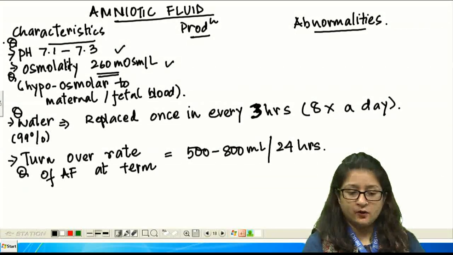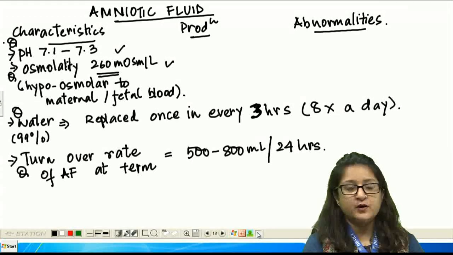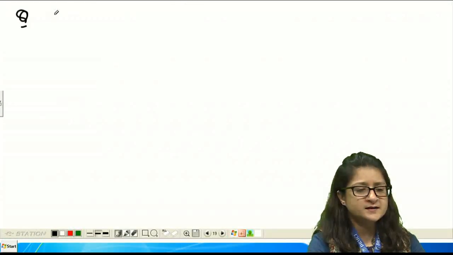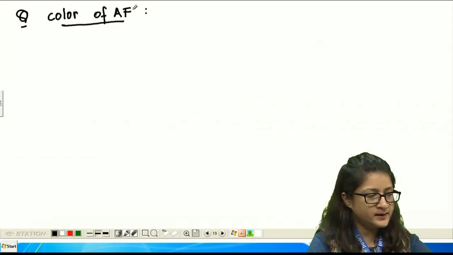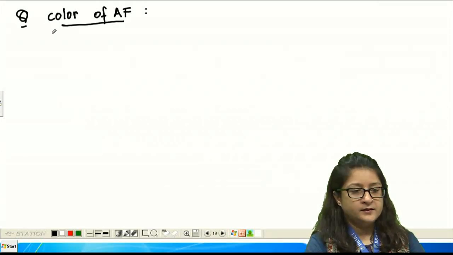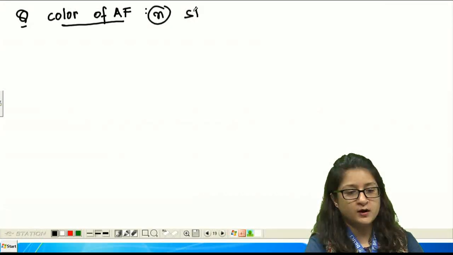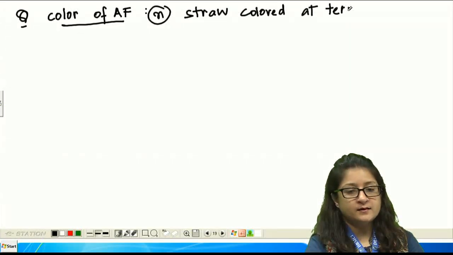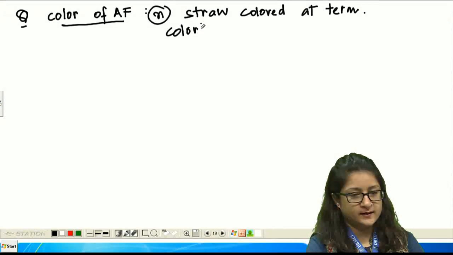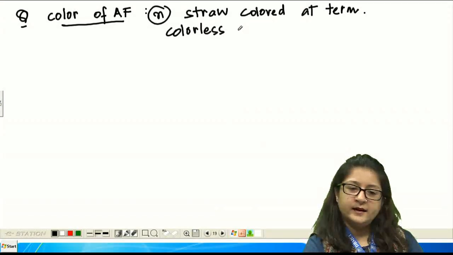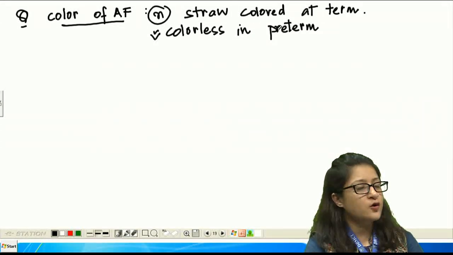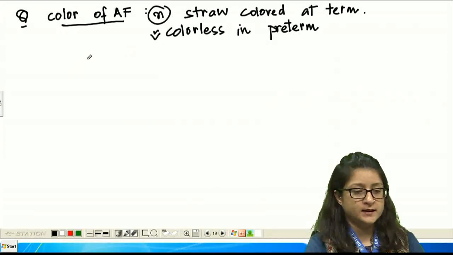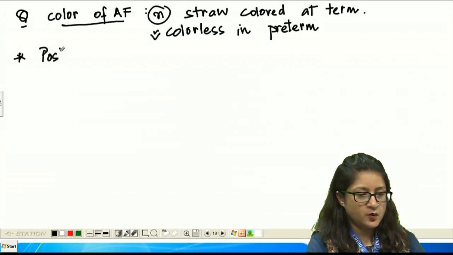Next important point about amniotic fluid to remember is the color of the amniotic fluid. So they've asked about the color of the amniotic fluid. You should remember that the normal color is straw colored. This is straw colored at term, okay, and it is colorless in preterm. Okay, the more preterm it is, the more colorless the liquor is, the nearer to term it is, it becomes straw colored.